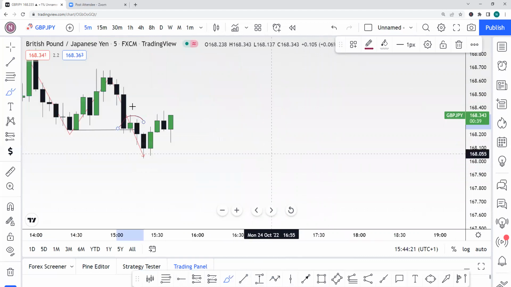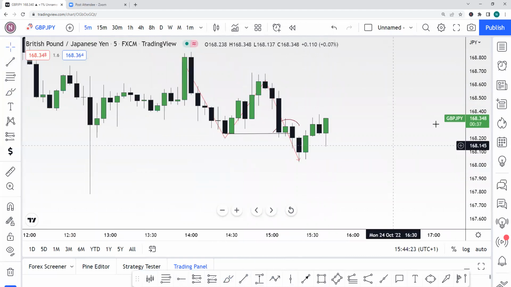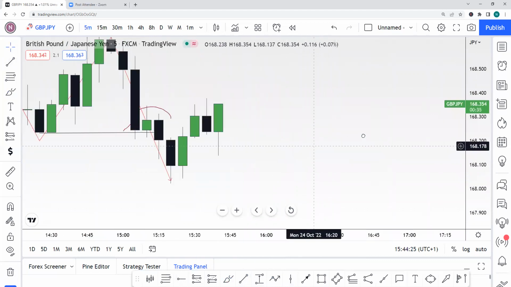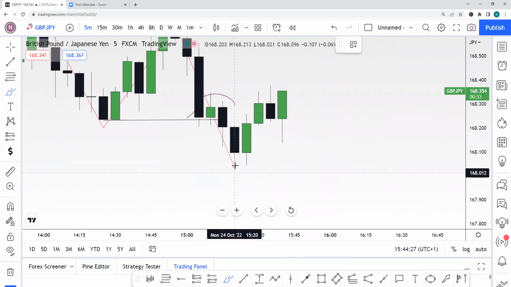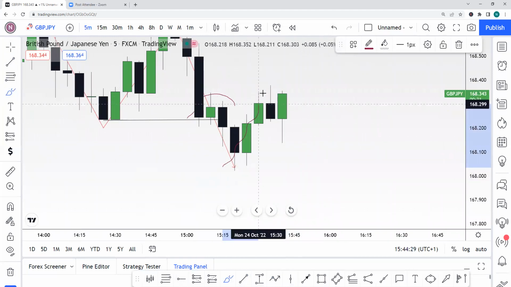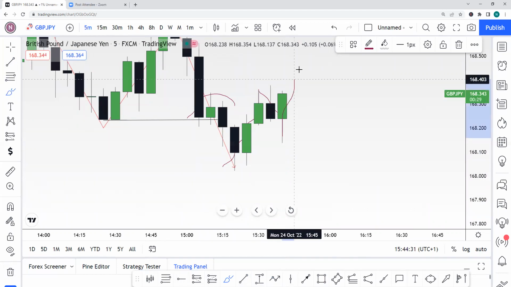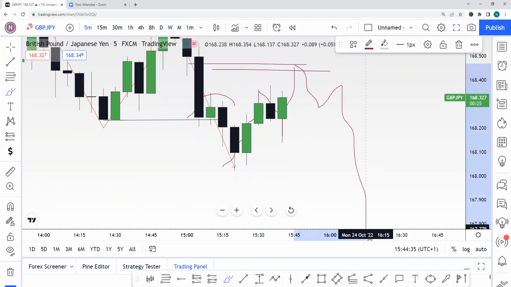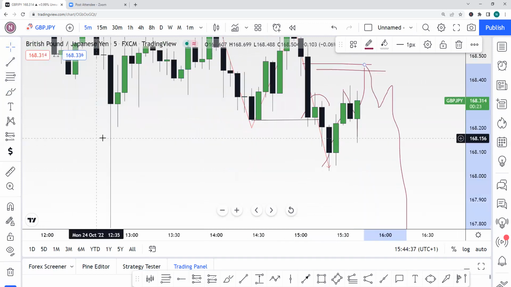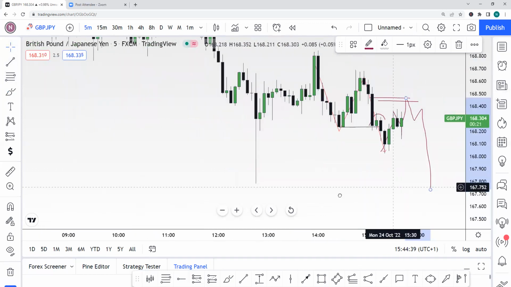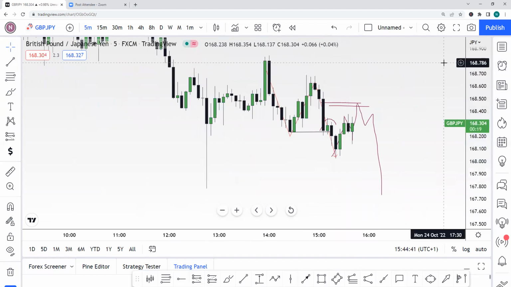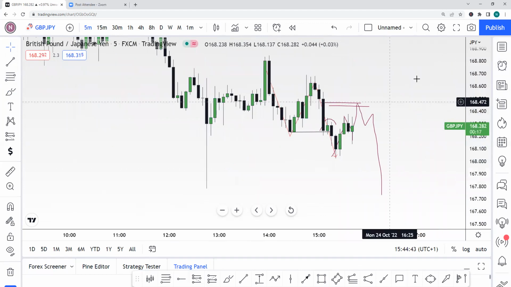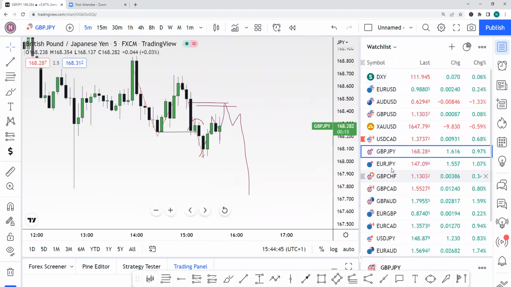So what you want to do is break that resistance to the upside before you can sell. And right here you have the first push, correction, second push. This way it is already at premium, then you sell to the downside. This is how you're going to capitalize on GBP JPY for a sell setup.